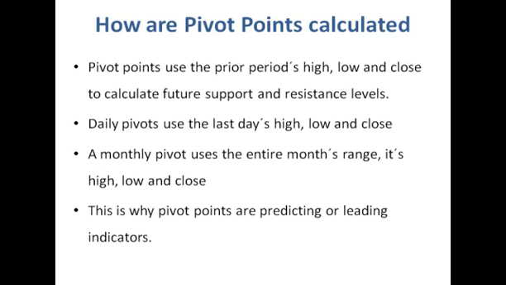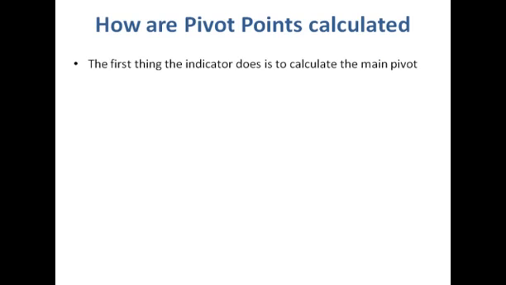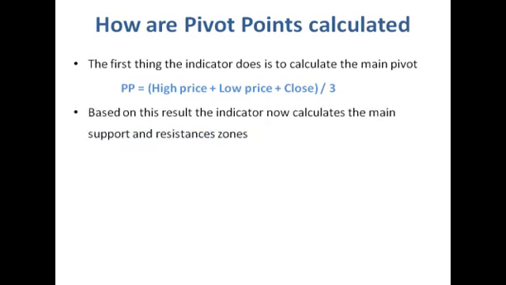Now, I know this sounds a little bit messy, but I'll show you the exact calculations right now. The first thing the indicator does is calculate the main pivot, or the pivot point. This is calculated by adding the high price, the low price, and the closing price, and dividing it by 3. Based on this result, the indicator now calculates the main support and resistance zones. These are called S1, 2, and 3 for support, and R1, 2, and 3 for resistance.